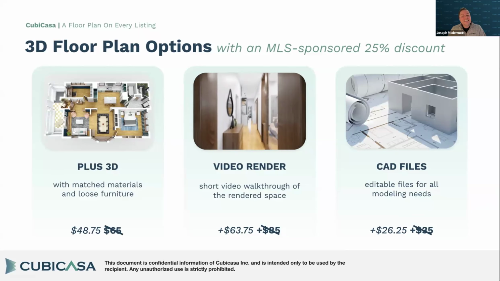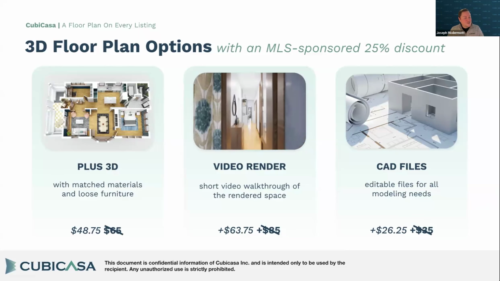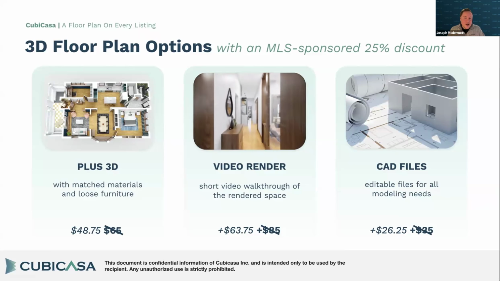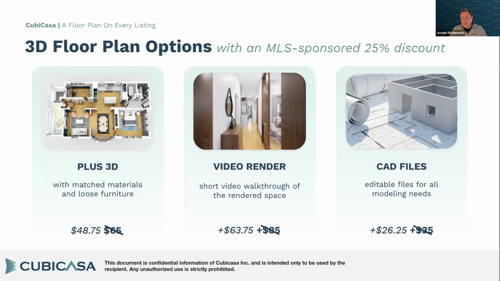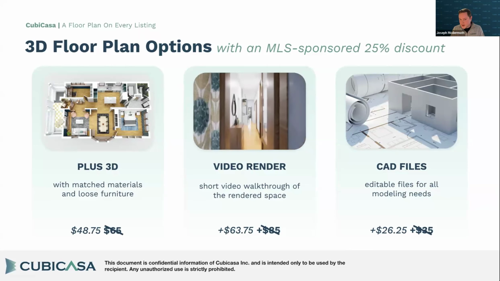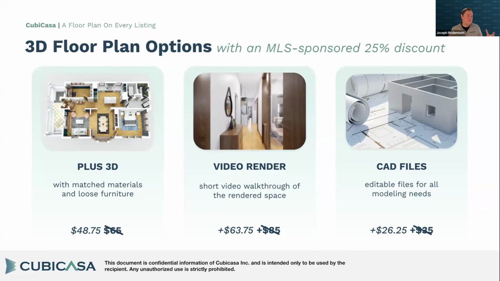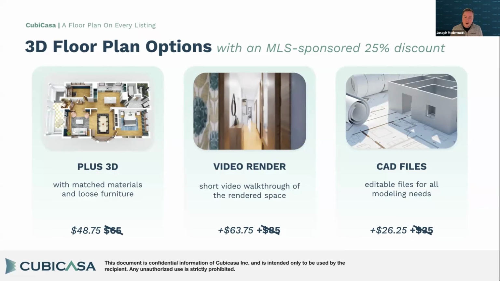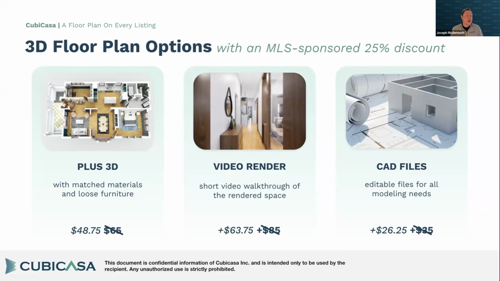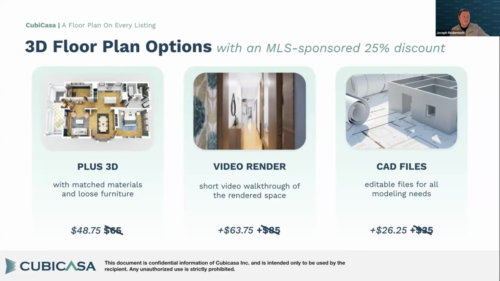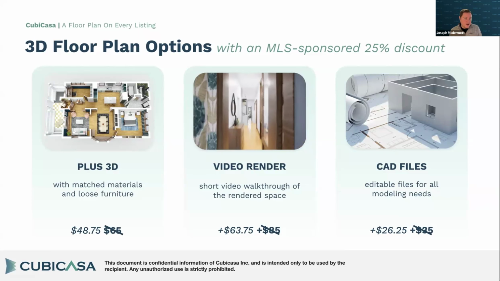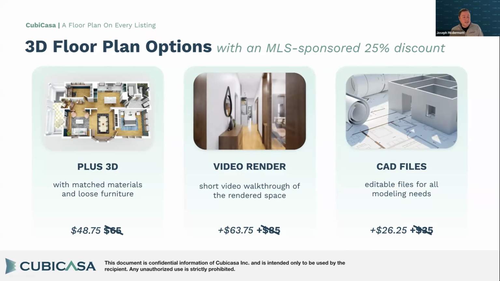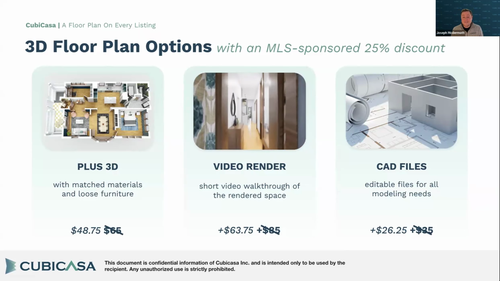I'm sorry. So with the 3D products, we looked at Plus 3D a couple of minutes ago. This is a style that a lot of apartment communities are already using. Like I said, it includes the loose furniture in the space, so it helps to get a better visualization of the entire property with stuff in it. If you choose that option, you can get a video rendering, which will be a couple minute long walkthrough of that rendered space. And the last thing to highlight there is that you can also get CAD files.